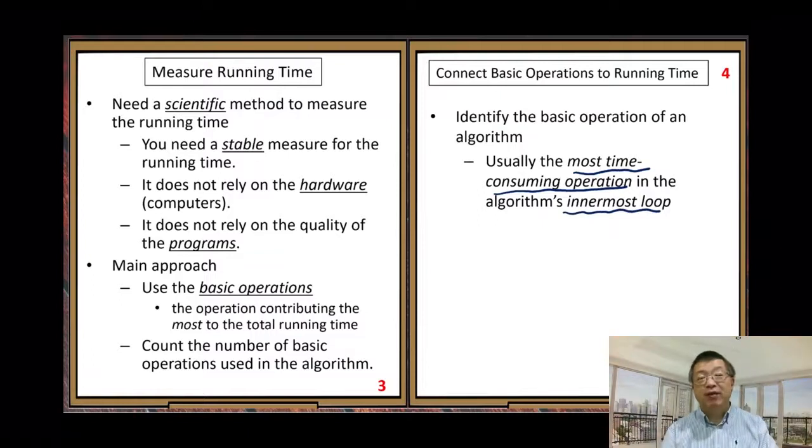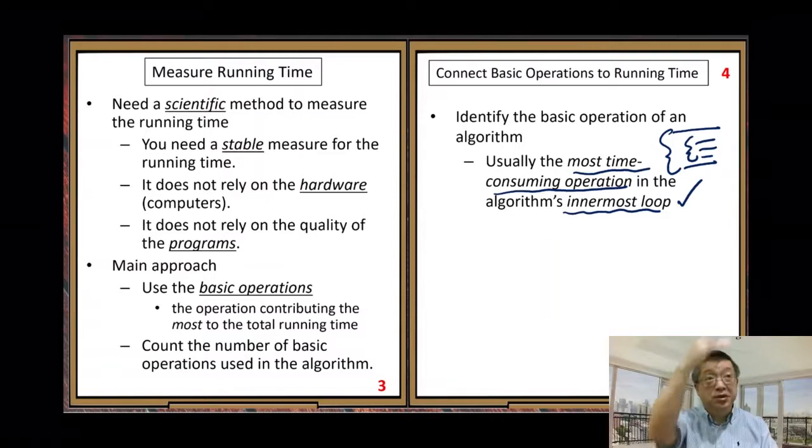Why the innermost loop? That's the most time consuming. Think about a situation where you have nested for loops: an external for loop, then another internal for loop, with several levels. The operation that appears in the innermost for loop needs the most amount of time because you need to go through all the levels of your for loops. Then you spend the most amount of time there. That's the typical situation when we identify basic operations.